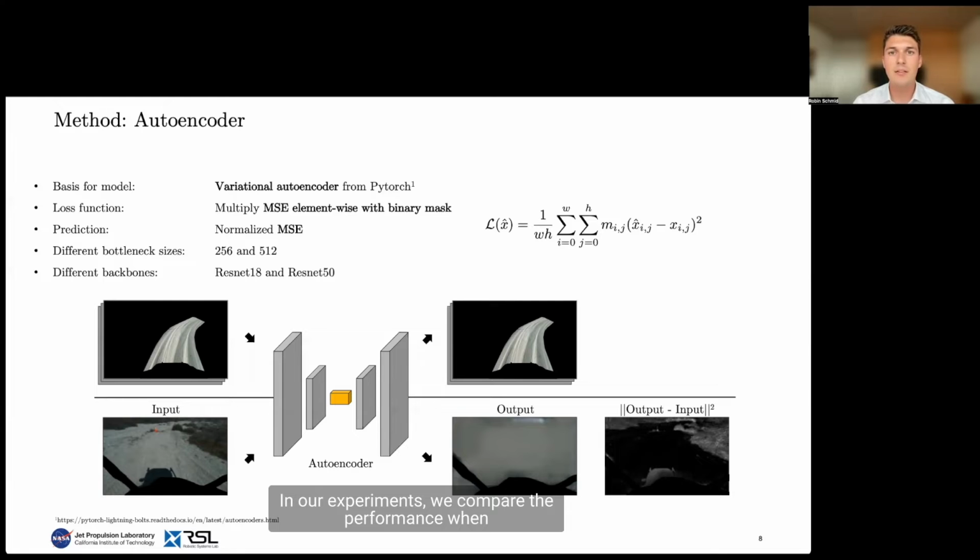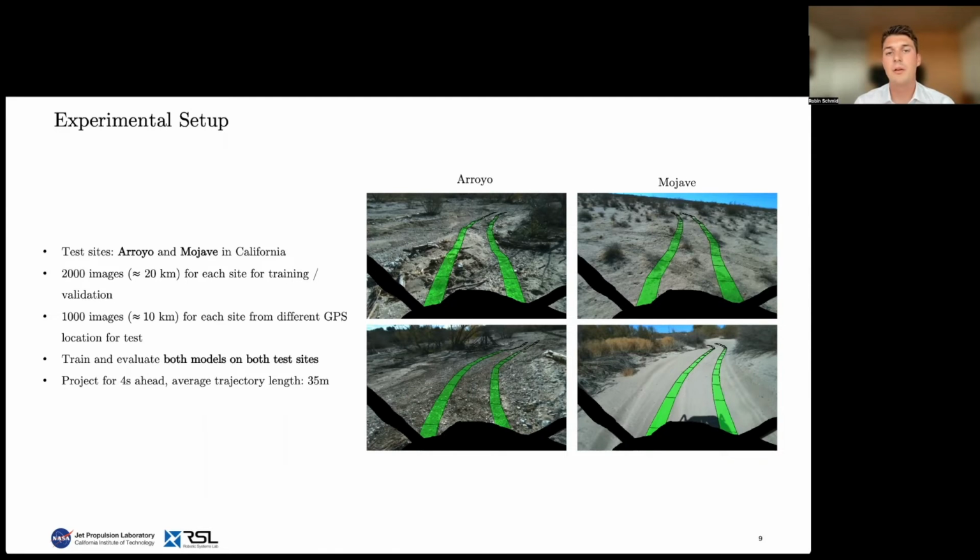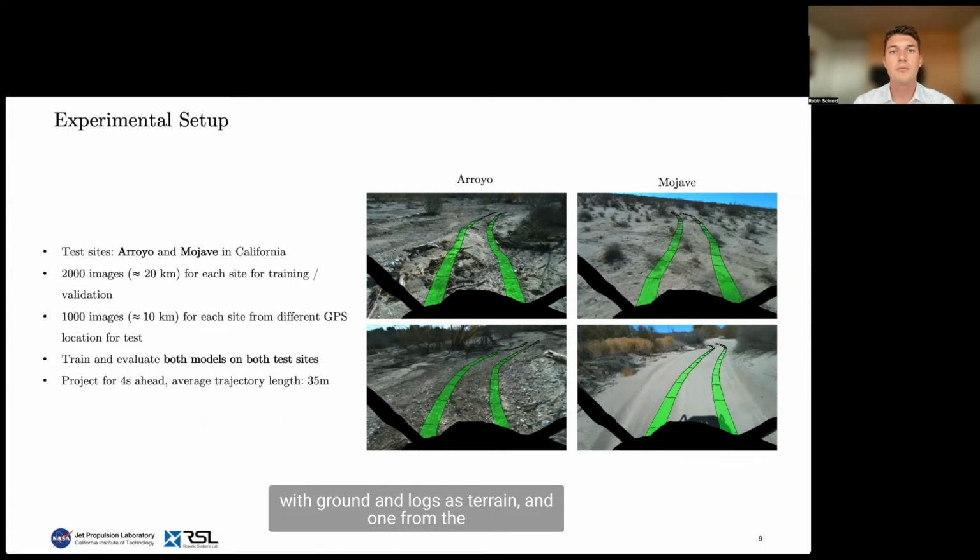In our experiments, we compare the performance when using different bottleneck sizes and model backbones, such as a ResNet 18 or 50. We evaluate our approach by collecting around 30 kilometers of driving data from 2 test sites in California. One from the Arroyo, just next to the Jet Propulsion Lab, with grounds and logs as terrain, and one from the Mojave Desert with sand and small vegetation. We trained models on both test sites and tested them on both of them for generalizability.